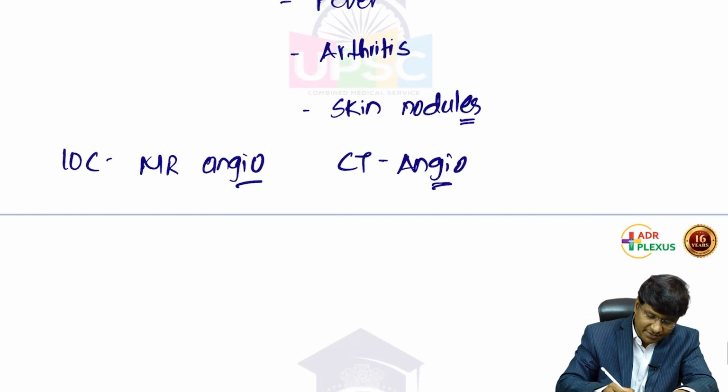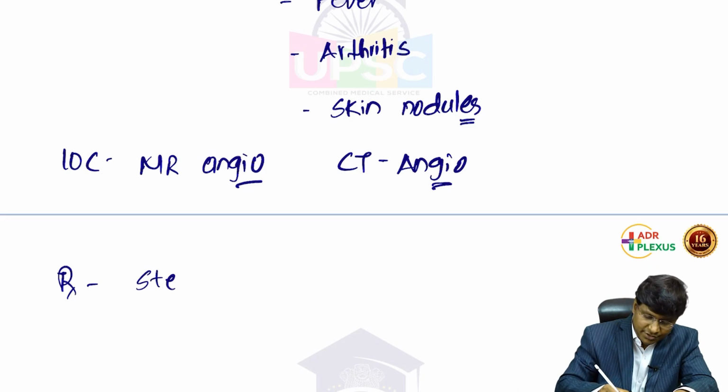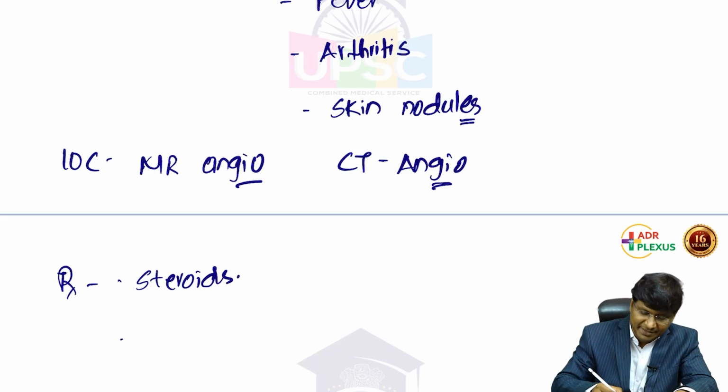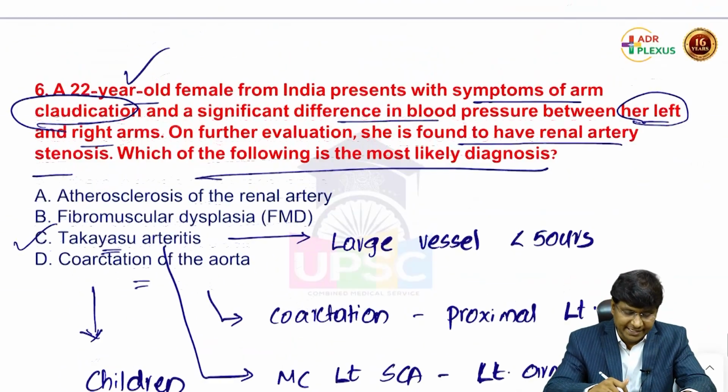Then what is the treatment? The treatment in case of Takayasu is corticosteroids, that is prednisolone has to be given. Some patients will require surgical revascularization. So that is about your Takayasu arteritis.